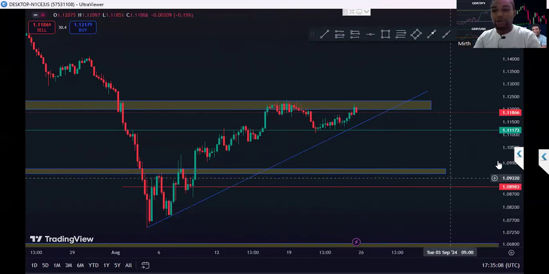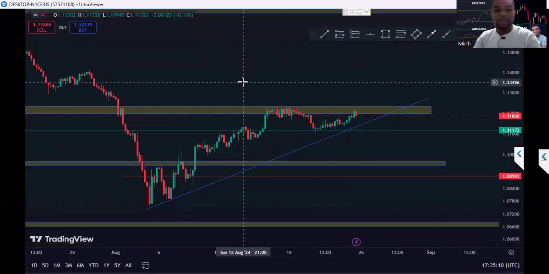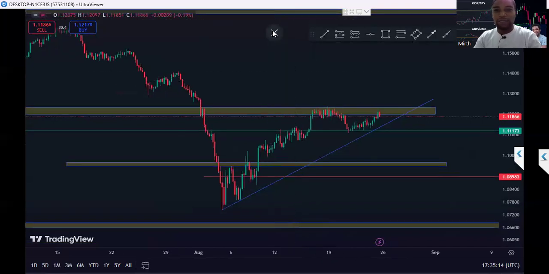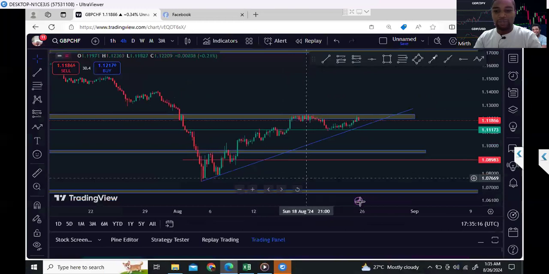GBP-CHF. So I'm potentially going to be trading this market in 1 week's time from today. So that's the end of my analysis for GBP-CHF.